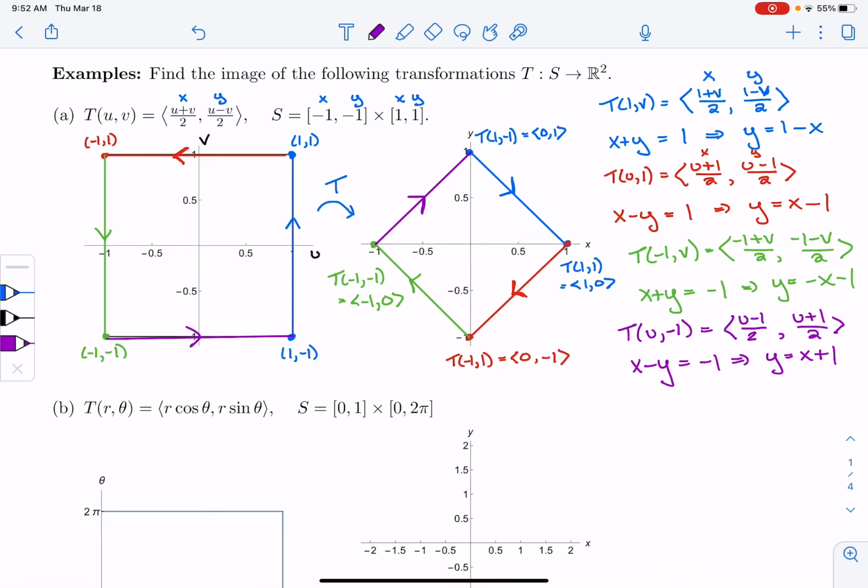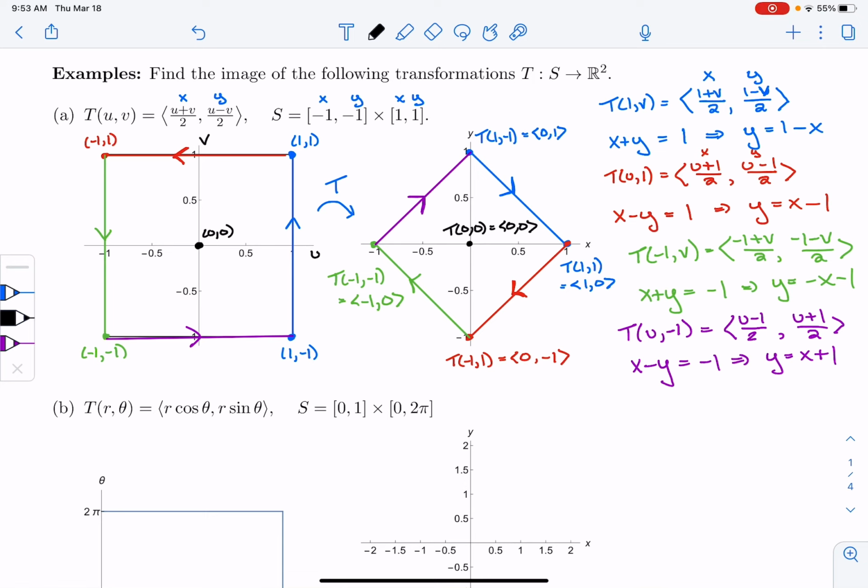Okay, so what happened with this square is when we applied T to this square, the result was a diamond. It's pretty easy to see that the point 0, 0 does map to 0, 0. So it does map to T of 0, 0, which is 0, 0. And so essentially the interior of this square is going to map to the interior of the diamond.